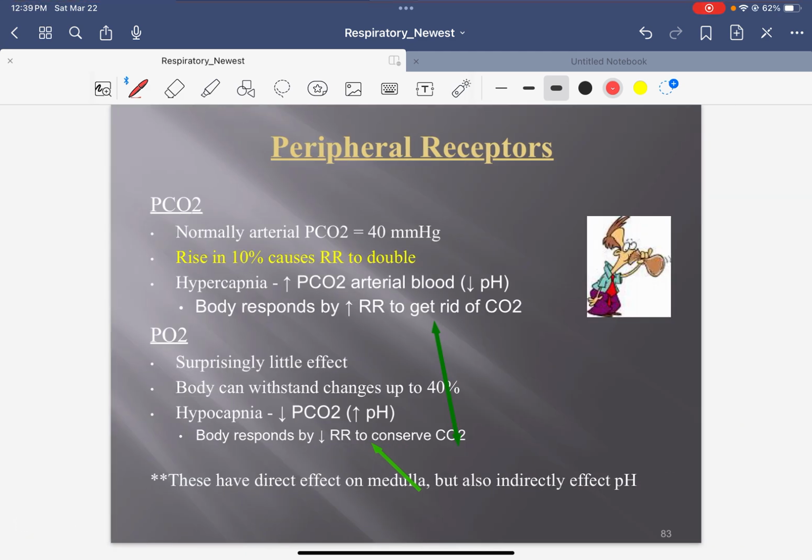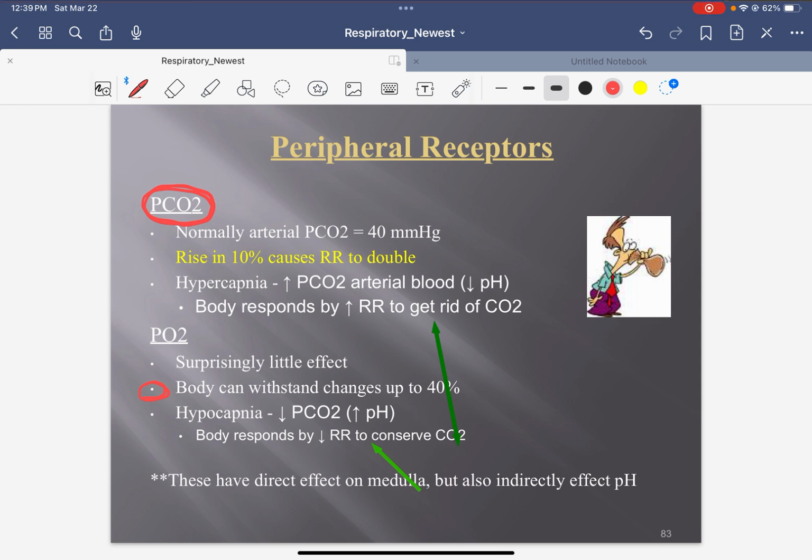Which are we more sensitive to? A drop in oxygen or an increase in CO2? We are, by and large, very much more sensitive to increases in CO2. Look, even if we have a rise of 10% of CO2 in the blood, that will cause our respiratory rate to double. The body can withstand changes to oxygen much better.